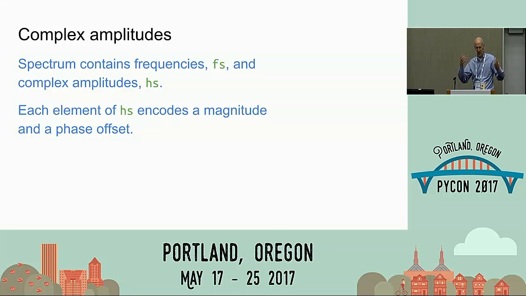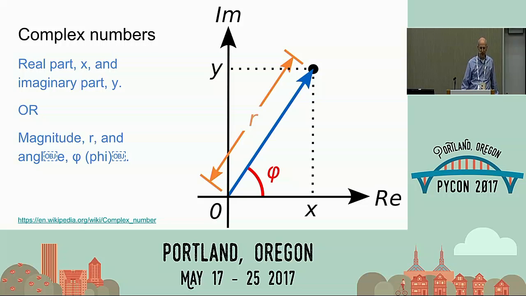So the spectrum has these two parts. F's contains the sequence of frequencies. For each frequency, there's a corresponding complex number, and it's usually called H just by convention. That complex number actually encodes two pieces of information, both the amplitude and the phase. We've been working with the amplitude. We're going to come back now and talk about phase.